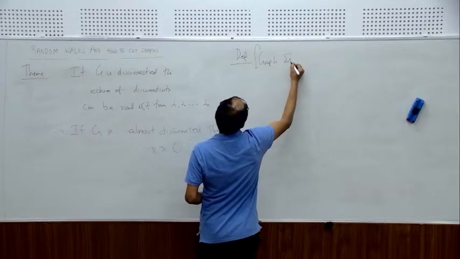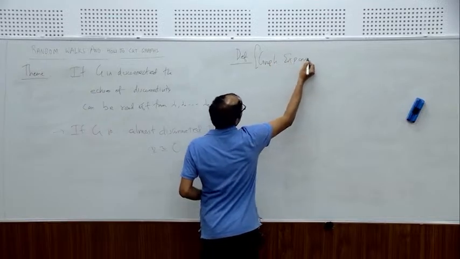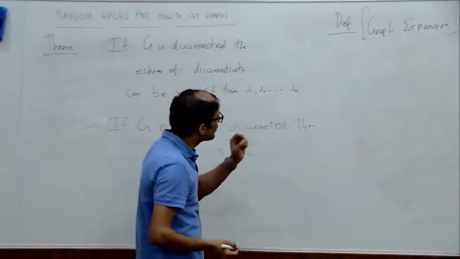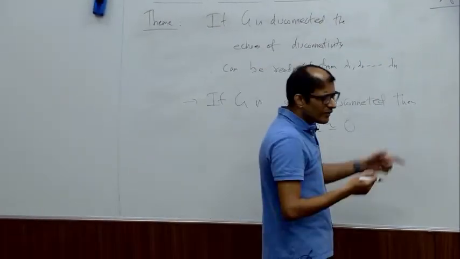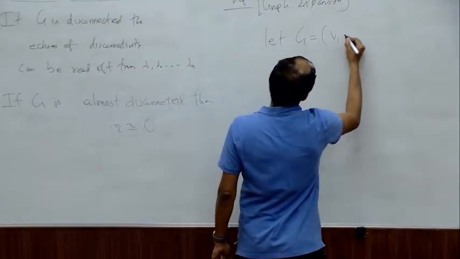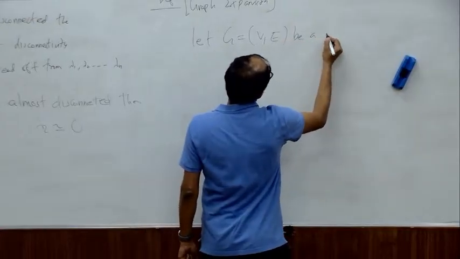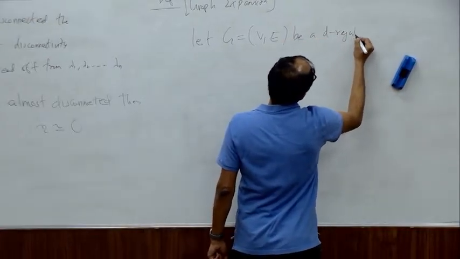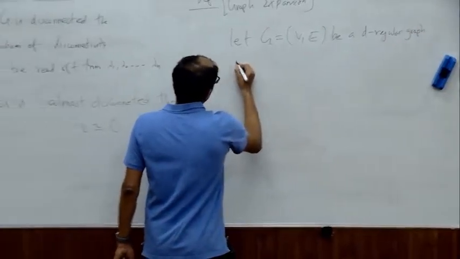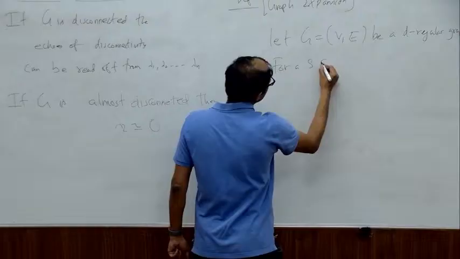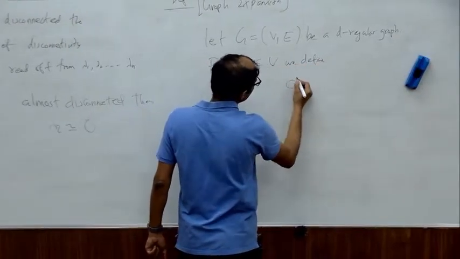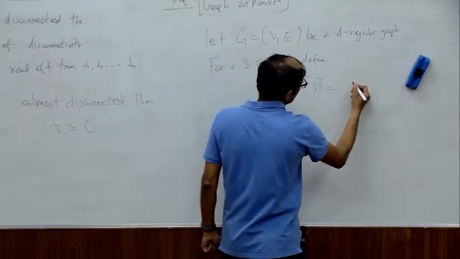This is the second most important definition in this talk. The first most important definition was that of a Laplacian. The second important definition is graph expansion. So you have a d-regular graph. For a subset of vertices, capital S, we define the quantity expansion of S to be the following thing.